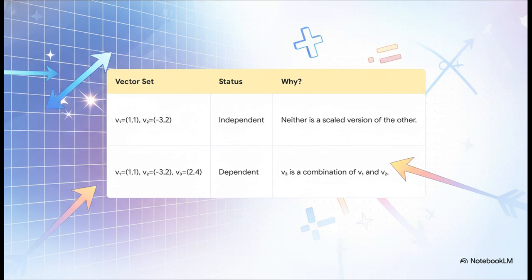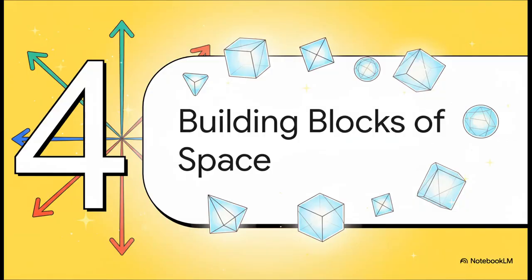But look what happens when we throw in that third vector, (2, 4). Now the whole game changes. It turns out you can actually cook up (2, 4) by taking a specific combination of the first two. And because one of them is now just a mix of the others, the whole set is, you guessed it, linearly dependent.